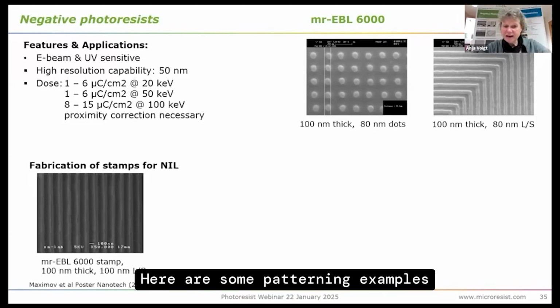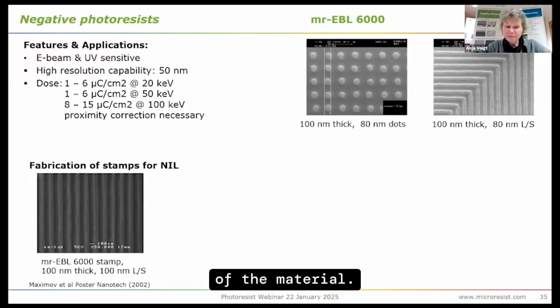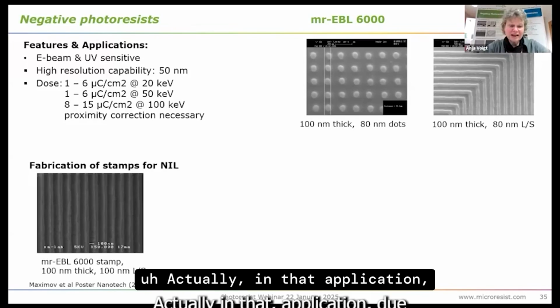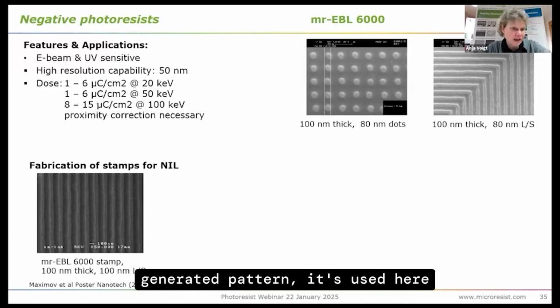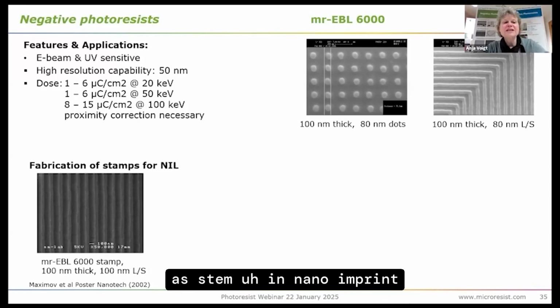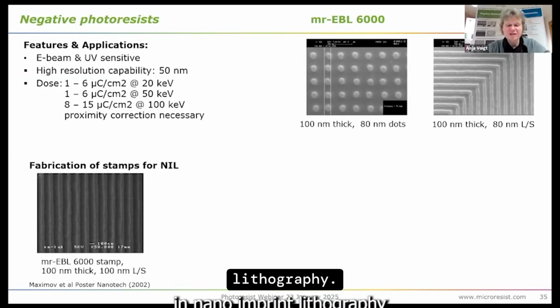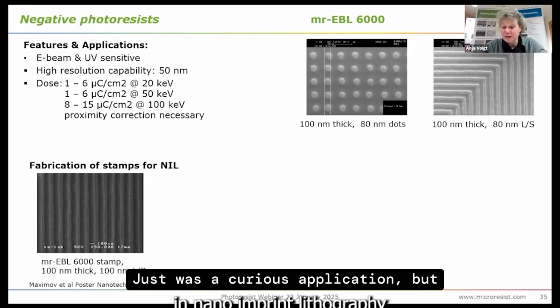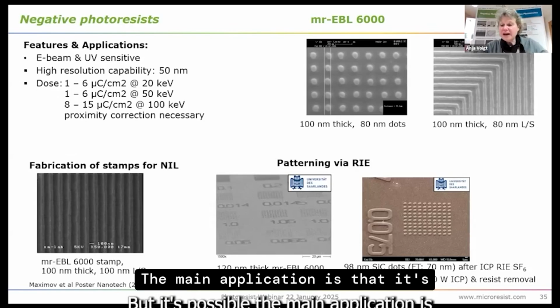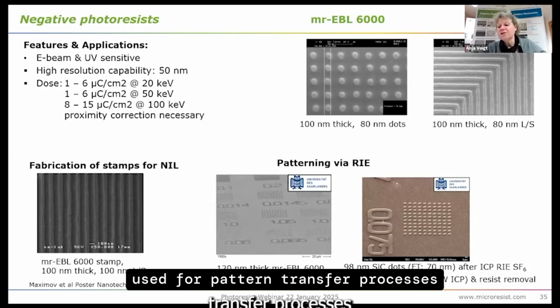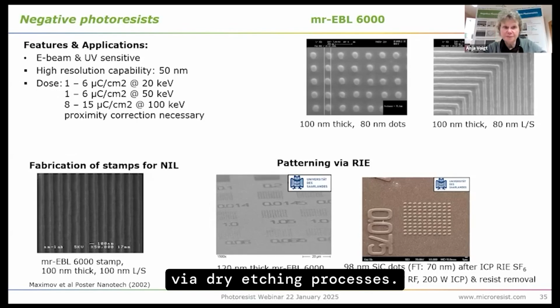Here are some patterning examples of the material. Actually, in that application, due to the high thermal and mechanical stability of the generated pattern, it's used here as a stamp in nanoimprint lithography. This was a curious application, but it's possible. The main application is that it's used for pattern transfer processes via dry etching processes.